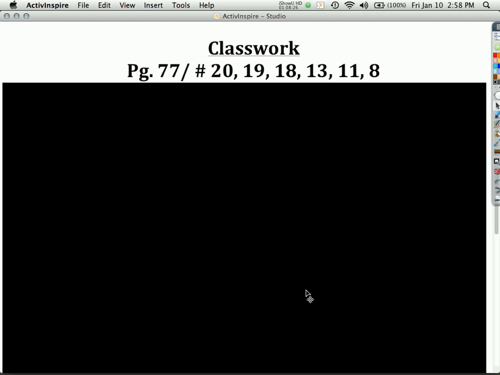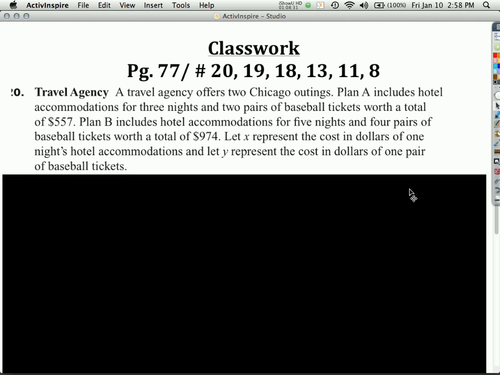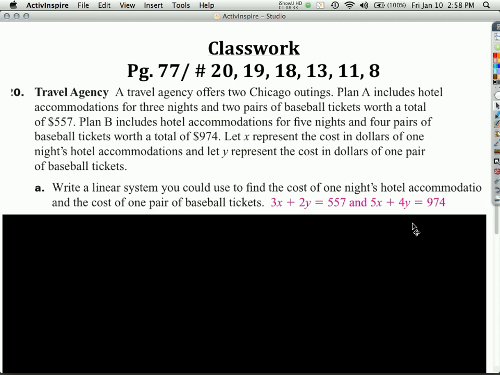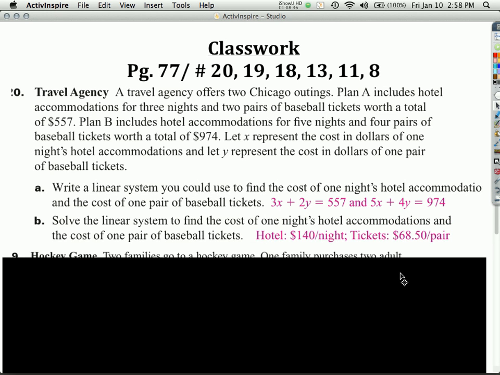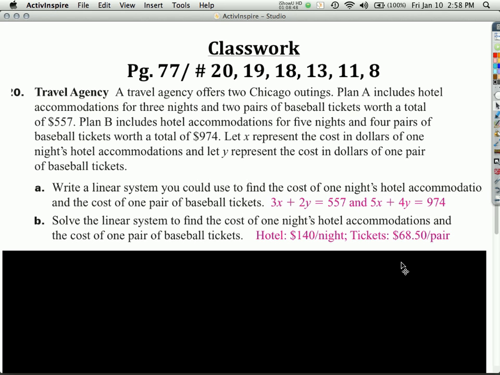Alright, let's see how we did. Colored pens. And here's number 20, part A. And you can mark A and B separately. Same thing with the next question. The system was 3x plus 2y equals 557, and 5x plus 4y equals 974. And then when you solve it, you get a hotel being $140 a night and tickets being $68.50 per pair.